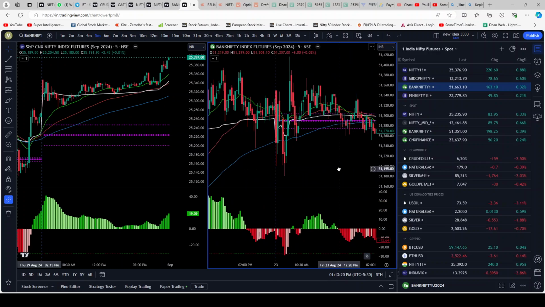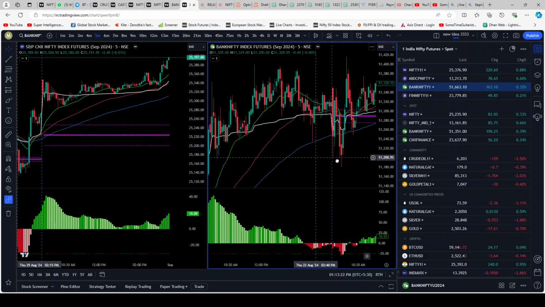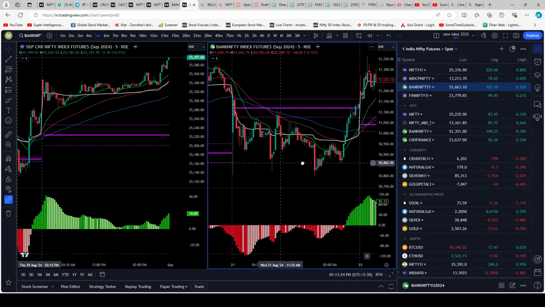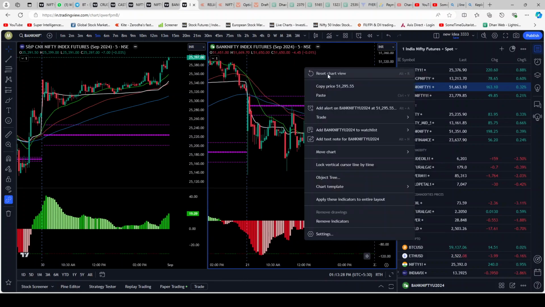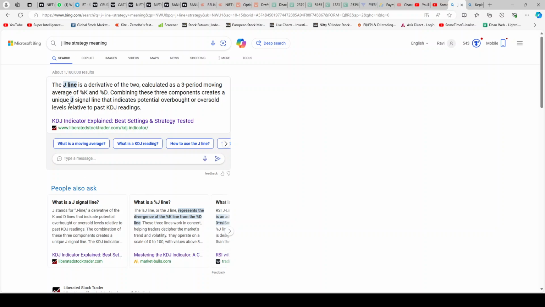Because now that I've understood, or I'm trying to understand what J line is, and you can also Google it, something like this would come up. J line is a derivative of 2 calculated as a 3-period moving average. Combining these 3 components creates a unique J line that indicates potential overbought or oversold levels relative to past KDJ readings.